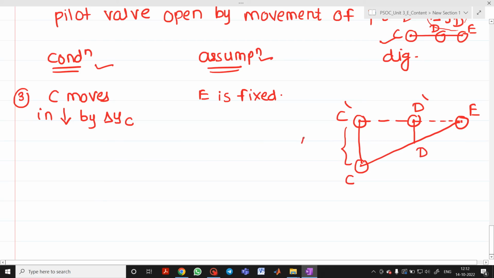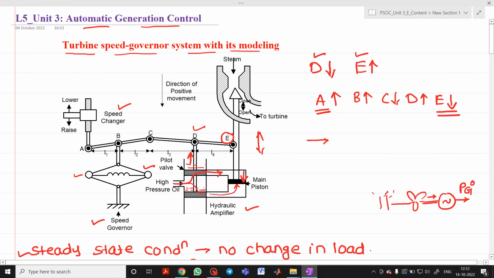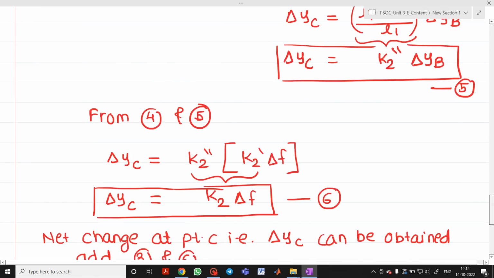So C, this is D, this is E. This will be delta YC, and this will be your delta YD. E will be fixed, which is our assumption here. Now what is the distance between C and D? It is L3, and the distance between D and E will be L4. From where have we taken this? Let's see the diagram. Distance between C and D is L3. Distance between D and E is L4. So let's put this in this diagram.